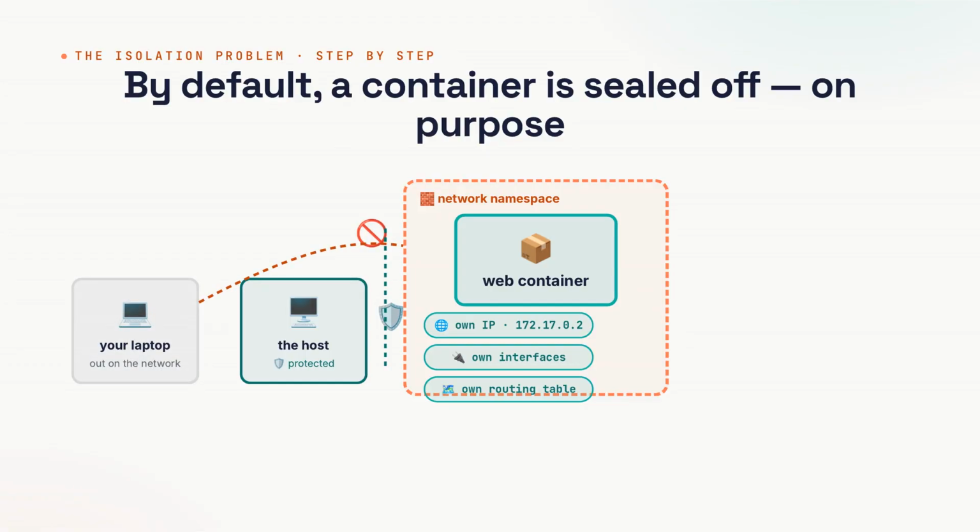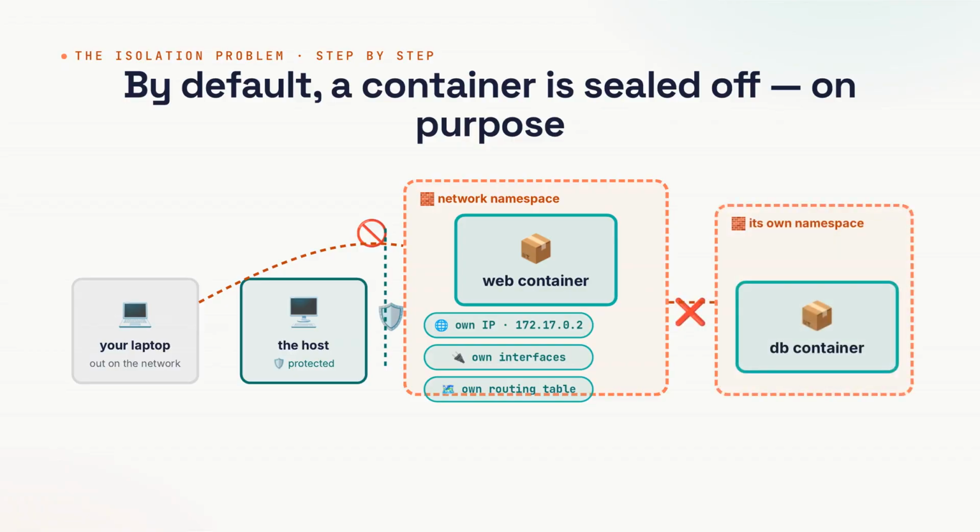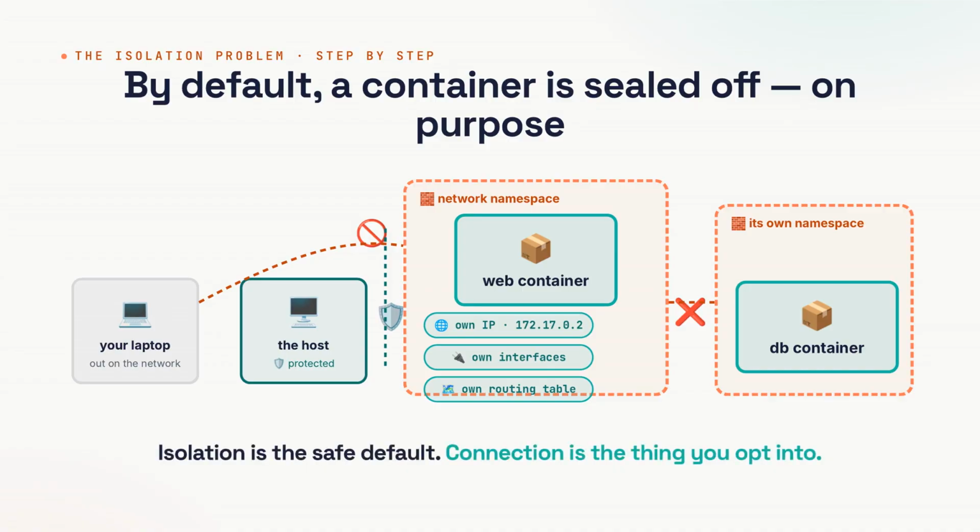And it's not just outsiders. Spin up a second container, and these two sitting side by side can't even find each other. Each is sealed in its own namespace, blind to the other. So here's the mental model for the whole video. Isolation is the safe default, and connection is the thing you opt into. Every networking mode we're about to cover is just a different way of opting in.